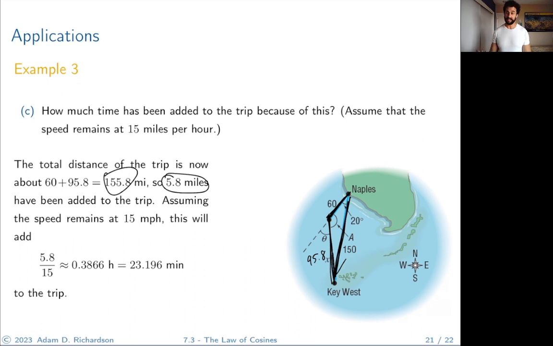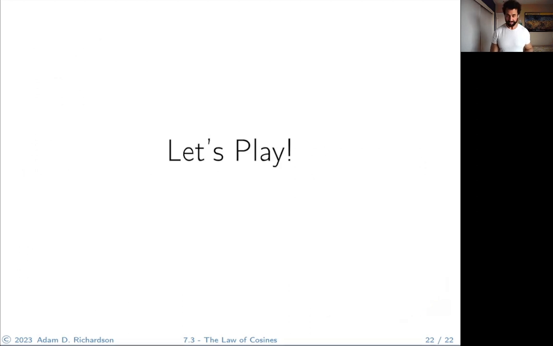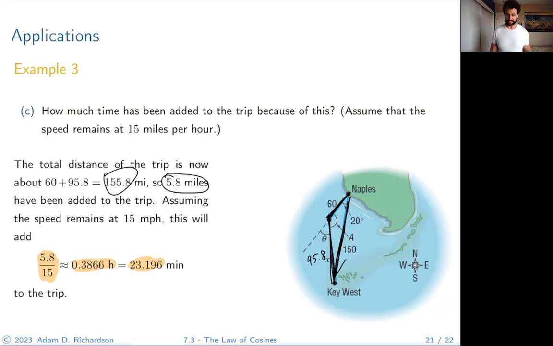How long does that take? Well, assuming that we're still traveling at 15 miles per hour, we can just divide. 5.8 divided by 15 miles per hour gives us about 0.3866 hours, which is about 23.196 minutes. There you go. So this error in direction added another 23 minutes to our trip. All right, and that's it. Like I said, it's kind of a fun application. You could imagine that this is something that some of you might even have to do in the future.